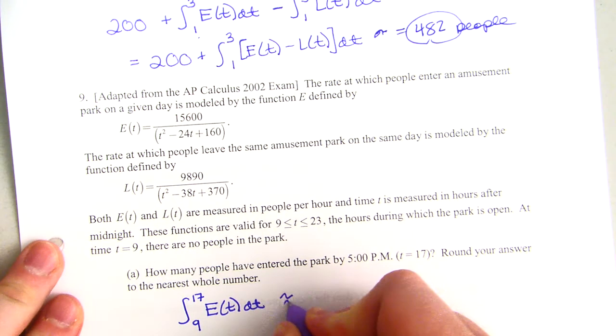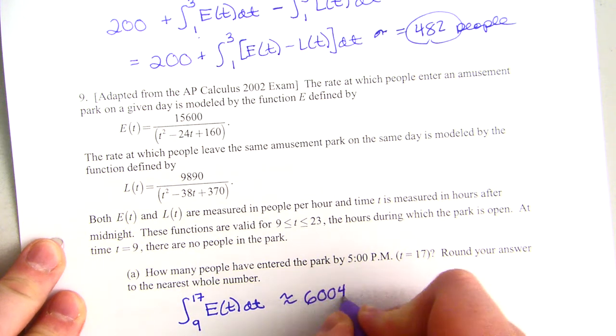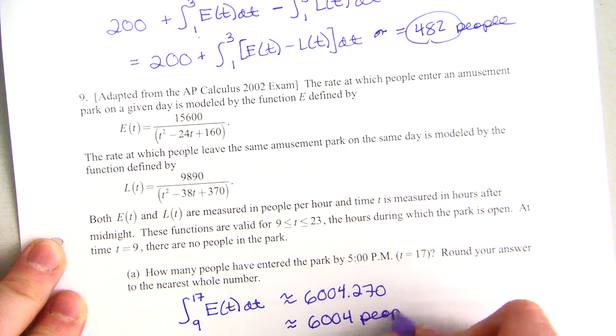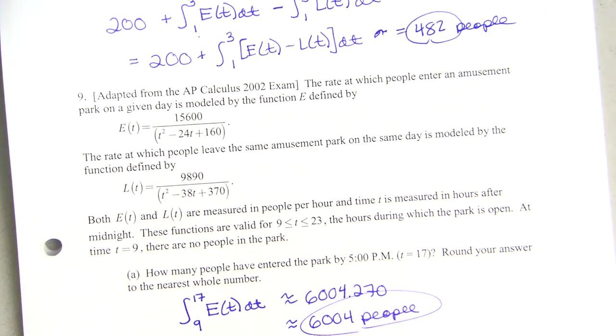So I think this should give you about 6,004.270. We're following normal rounding rules because this is still just an approximation anyhow. So I'm going to approximate about 6,004 people have entered the amusement park by 5 p.m.